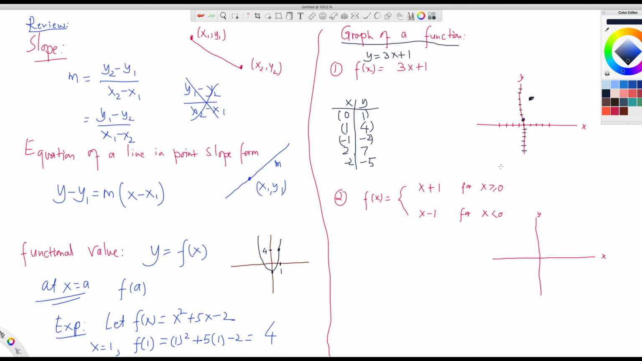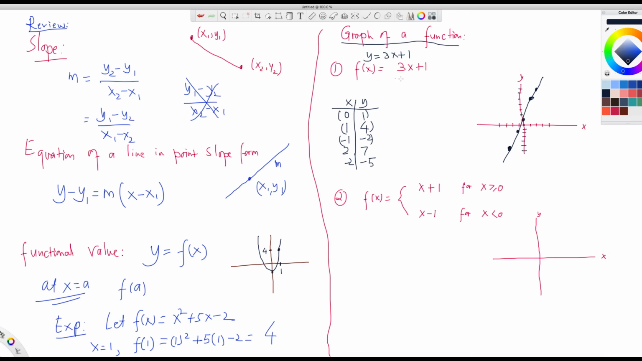This is at 1. And at negative 1, it is negative 2. You see that? And at 2, it is 7. Right there. And at negative 2, it is negative 5. Somewhere here. Okay, and then you draw the line, join those points. Basically, this is how you draw the graph of a function given like this.